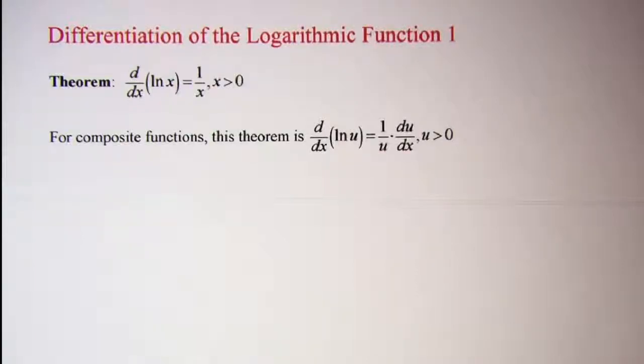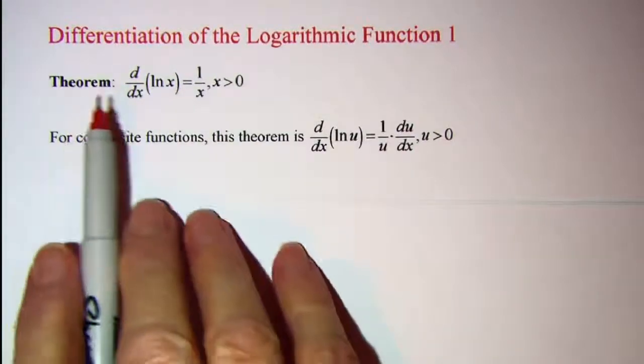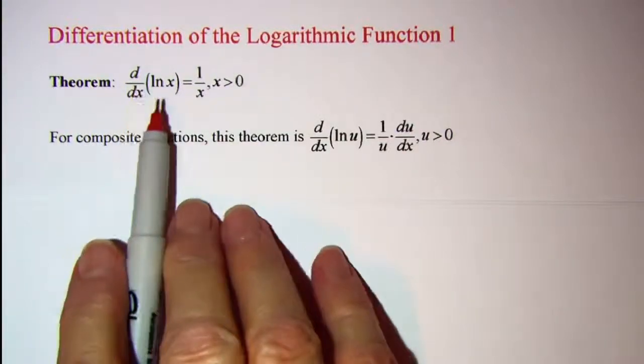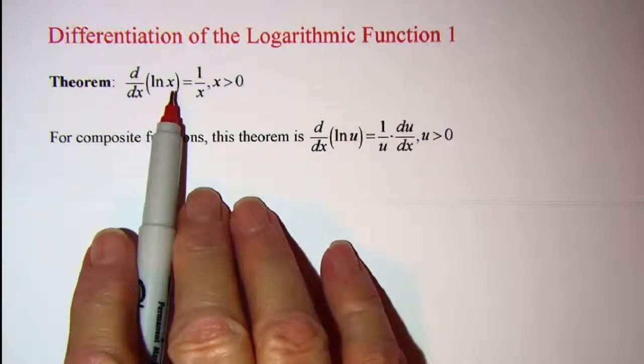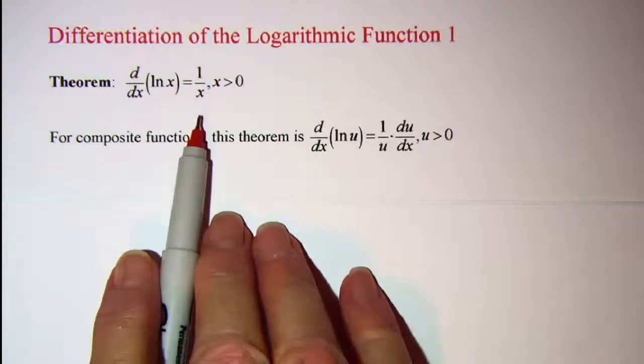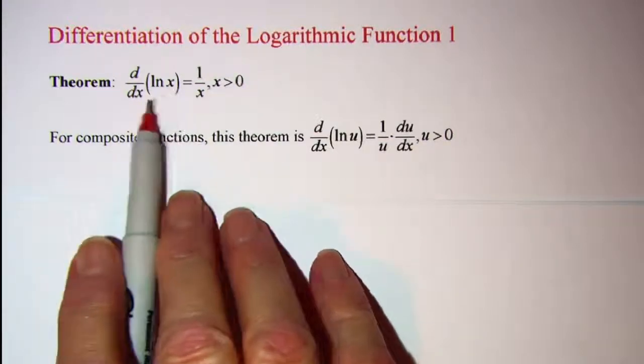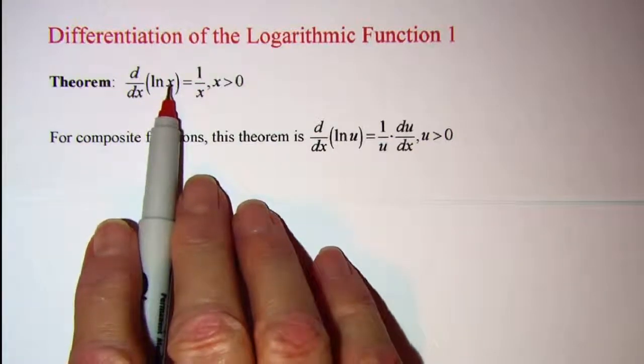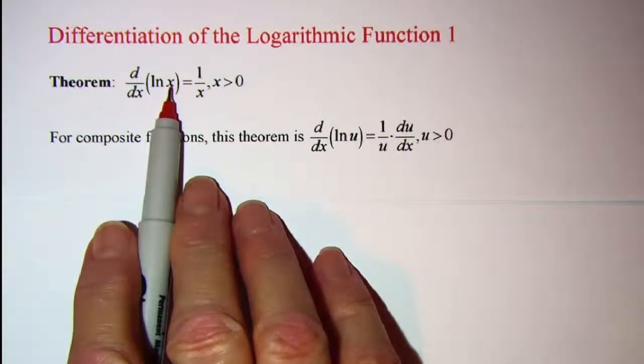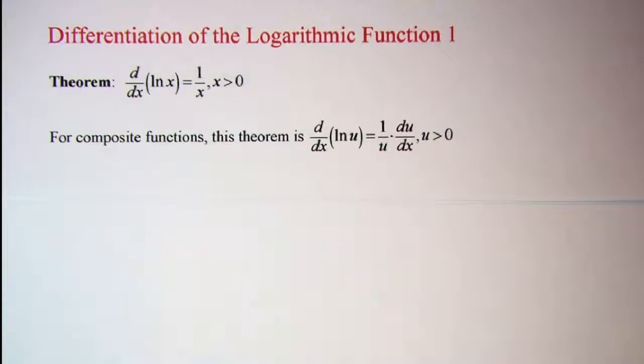In this video, we'll be differentiating the logarithmic function. Our theorem that we'll be using is the derivative of ln x is equal to 1 over x. Remember that the argument of ln has to be positive. So x cannot be 0 and it cannot be negative.